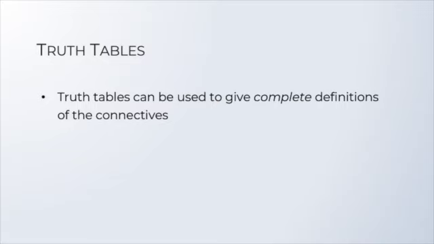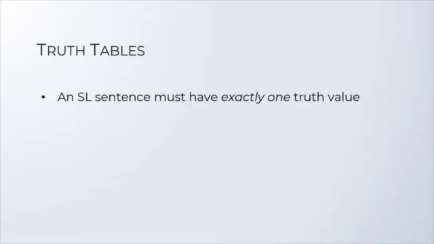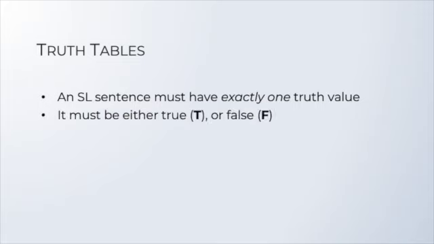Here we're just going to introduce them so that you can see the principle behind them and hopefully understand how they work. And in a future video, we'll delve deeper into how they are constructed, step by step. Okay. Before we start, you have to bear in mind that a sentence in SL must have exactly one truth value. That is, it must be either true, abbreviated with a T, or false, abbreviated with an F. Those are the only truth values that an SL sentence can have.